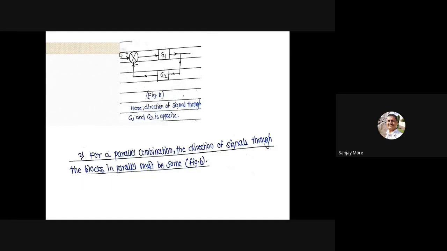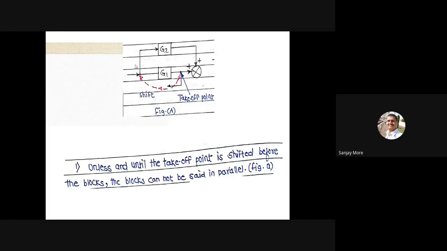For a parallel combination, the direction of signal through the blocks in parallel must be the same. Here the direction of signal through G1 and G2 is opposite: opposite direction means plus here and minus here. So for a parallel combination, the direction of signal through the blocks in parallel must be the same. This is diagram number 2. So these two diagrams are, correction, not series or parallel. So draw and write down one sentence.